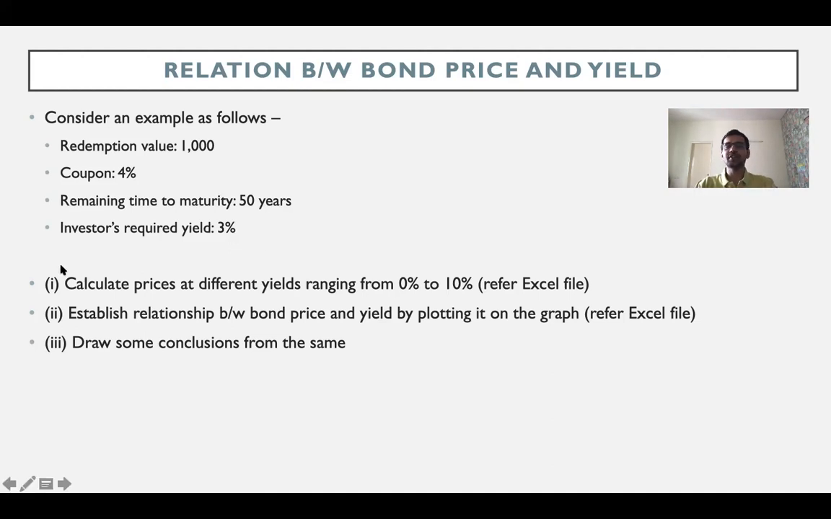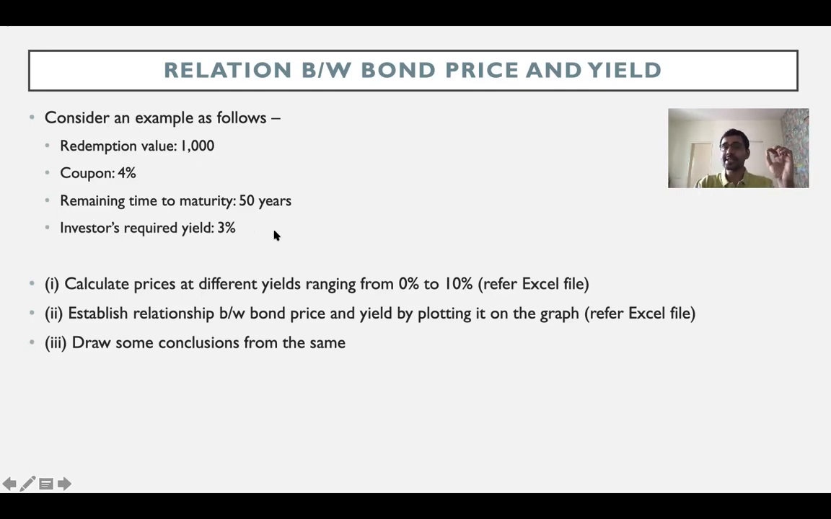Now let us first calculate the intrinsic value given these facts. This is a fresh example. It has got nothing to do with what I was showing earlier. It's a completely fresh example. Let's start from here. The first thing I'm asking you to do is calculate the intrinsic value of this particular bond given all these 4 inputs. Remember, I told you we need 4 inputs.